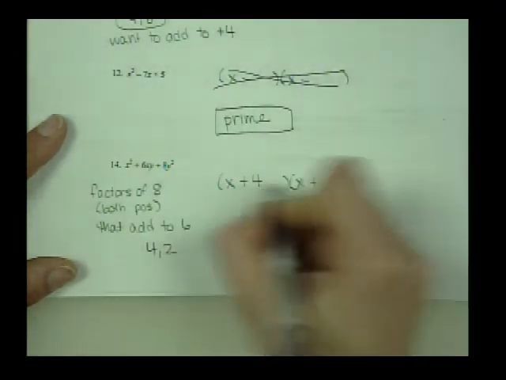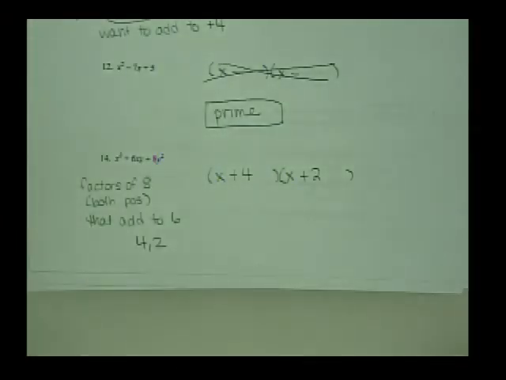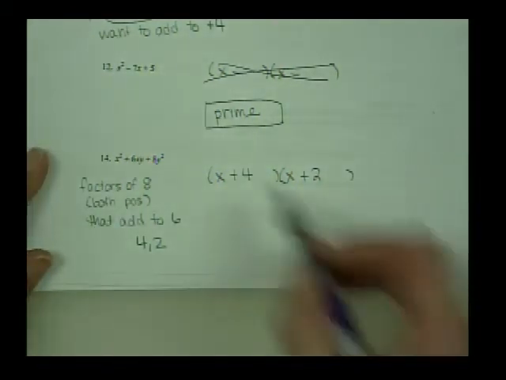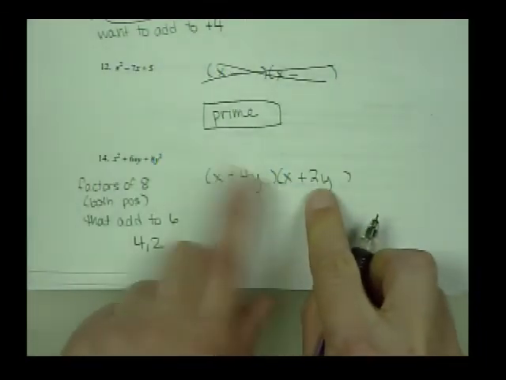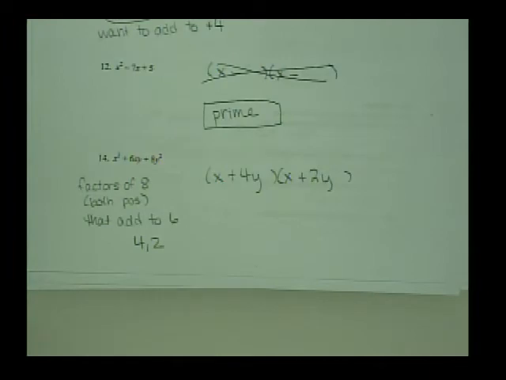Okay, so I can put plus 4 plus 2, but what's missing from the problem? The y's, right? And how should I put the y's in there? Yeah, 4y and 2y, because then when we multiply 4y times 2y, that will give us the 8y squared.